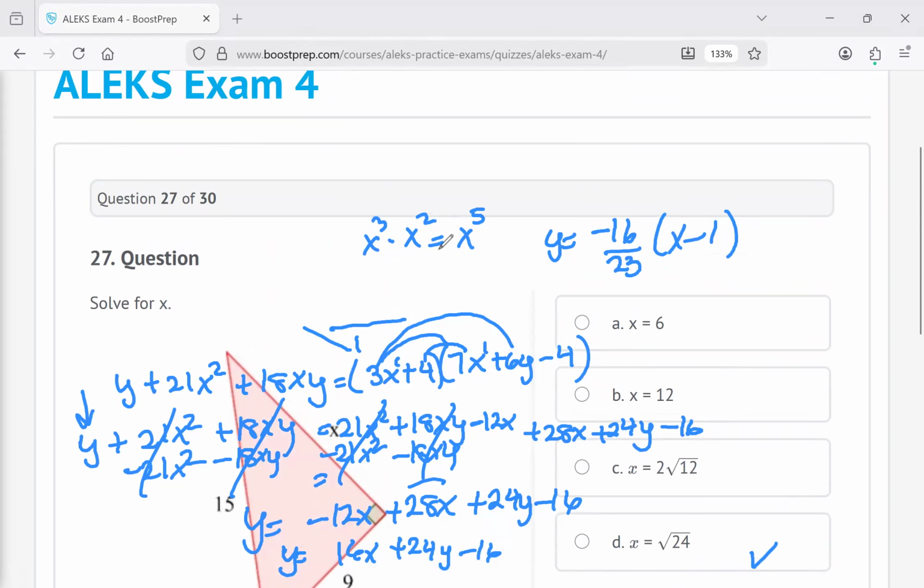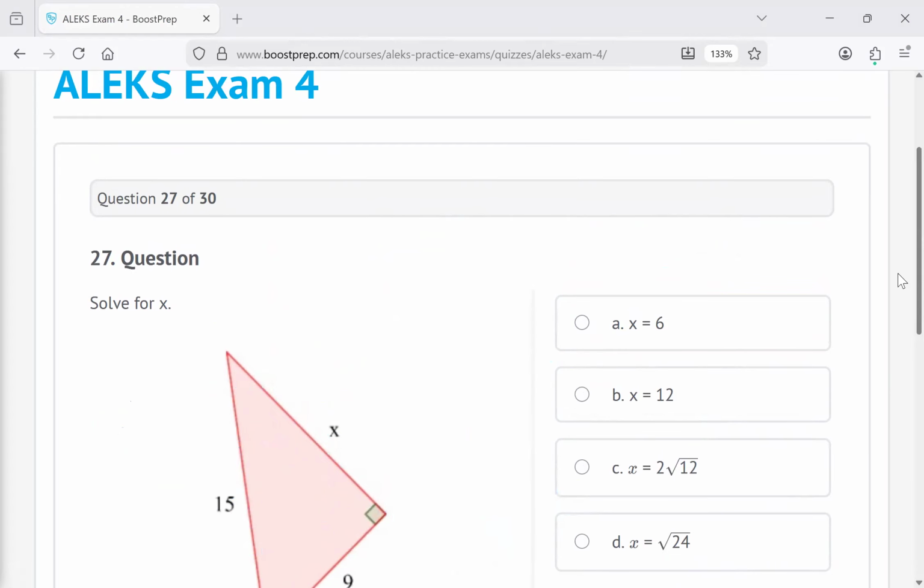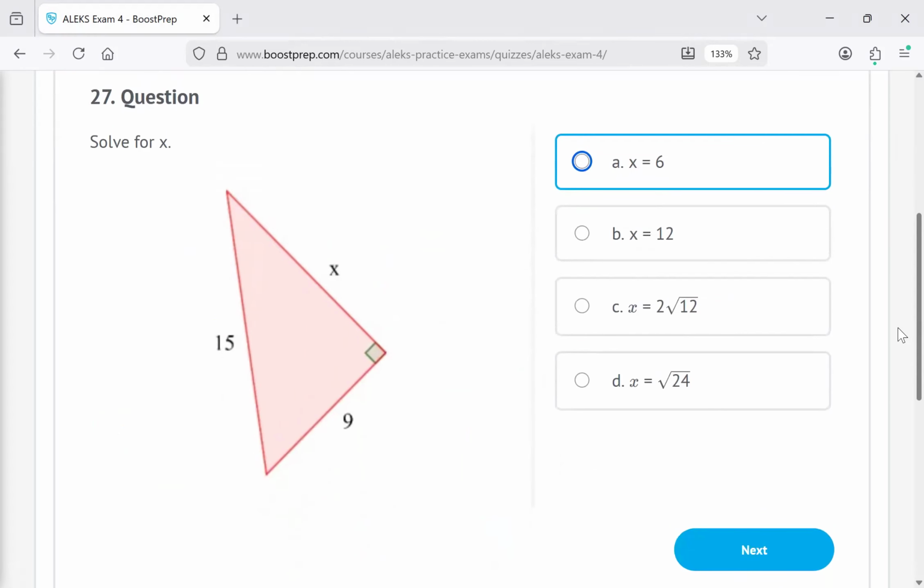This one, solve for x. Here we have a right triangle and we want to solve for x. So if you have a right triangle and you have two side lengths, you can automatically use the Pythagorean theorem. You don't have to do SOHCAHTOA. So A is a leg, B is a leg, C is a hypotenuse. So be careful. What is my leg?